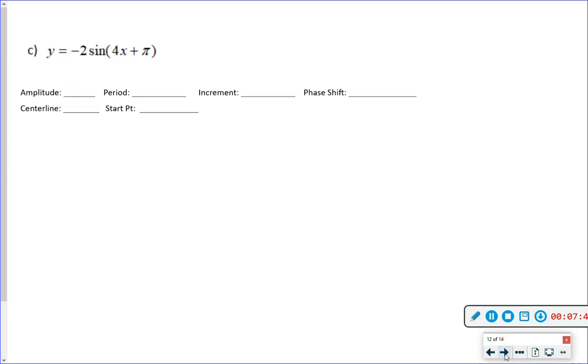Now, this one, I took a little pity on you. You only have the phase shift. We don't have a center line shift. So not as bad, not as bad. Okay, amplitude, absolute value -2. Got it. Period. 2 pi over 4. Our B is 4. Over 4, pi over 2.